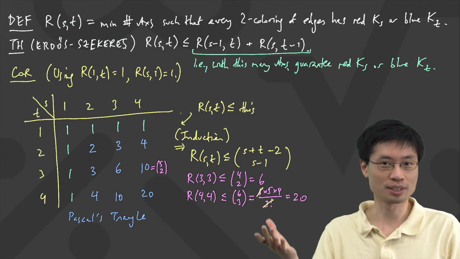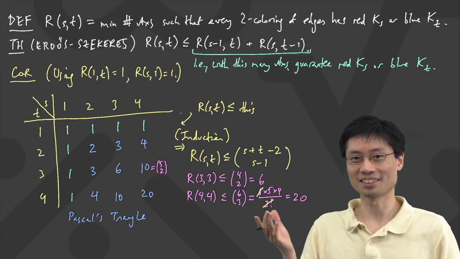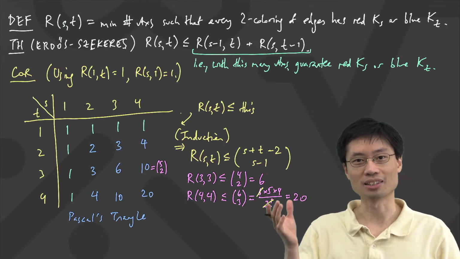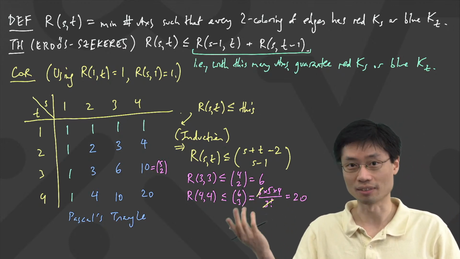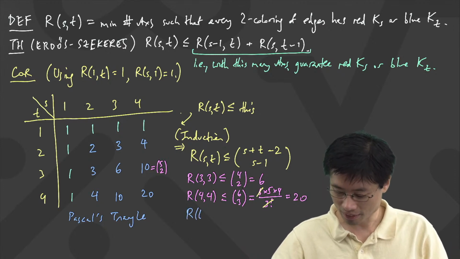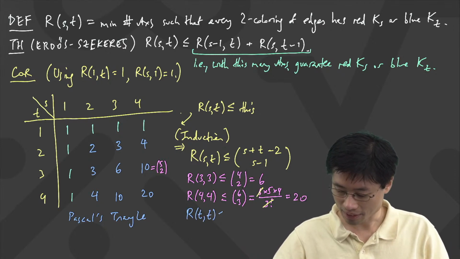But now you're starting to wonder, how bad does this get, right? The answer for R(4,4) maybe was 17 or something. Well, in general, what is R(t,t)? If S and T are the same, what kind of bound do you get here? R(t,t) is less than or equal to 2t minus 2 choose t minus 1.